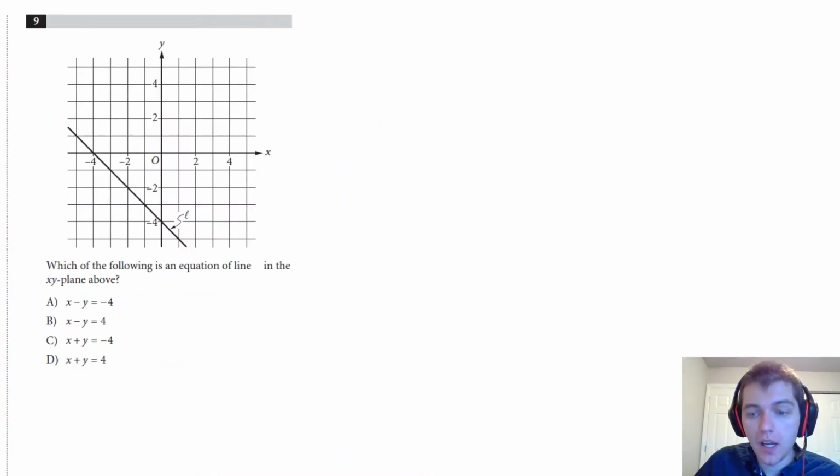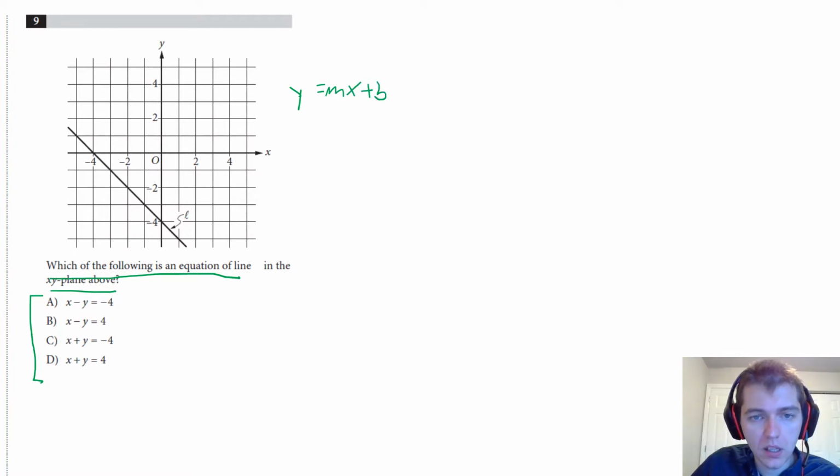Okay, problem 9, they're looking for which of the following is an equation of the line in the xy plane above. The tricky thing about this problem, all the solutions they give are not in clean y equals mx plus b form, but you can probably tell that you can rearrange y equals mx plus b to get in this form. So let's find, y is equal to mx plus b, where b is the intercept. Pretty easy to see on this graph. They even show it. The intercept with the y-axis is -4, so b will be -4.